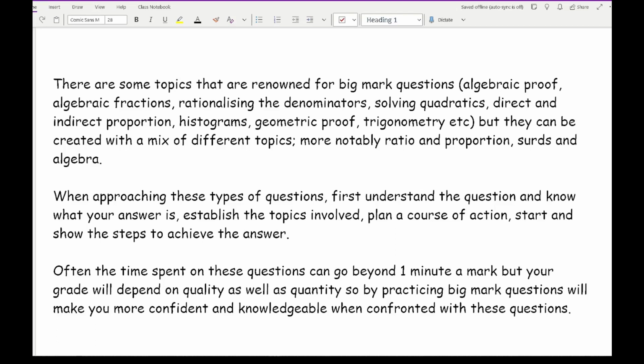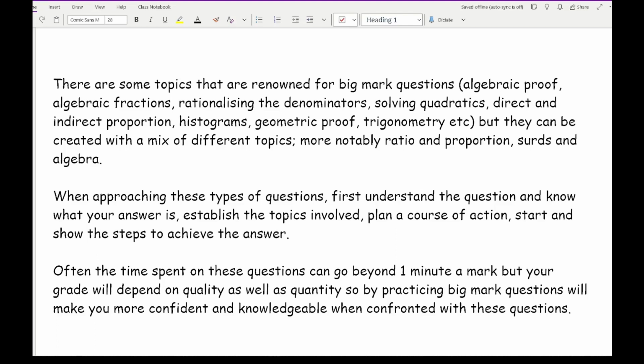Now, although there are, as I've mentioned, some topics there that are renowned for being big mark questions, you can create a big mark question out of any topic or any combination of topics. So try not to focus your revision when revising big mark questions solely on certain topics, because it can appear on so many others. Now, I've written exam papers, and I know that when exam boards approach me to write questions, they want something new, something that hasn't been tested before. So you really want to use your creativity when creating exam style questions.